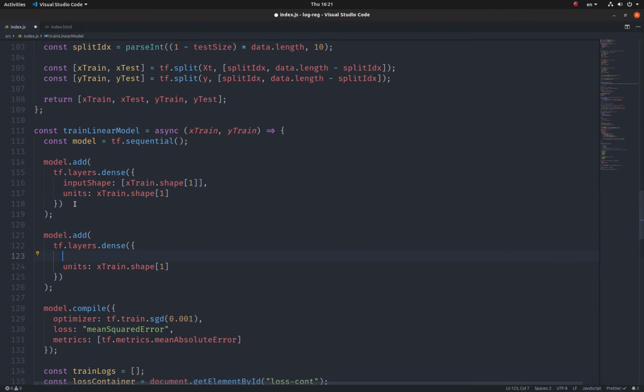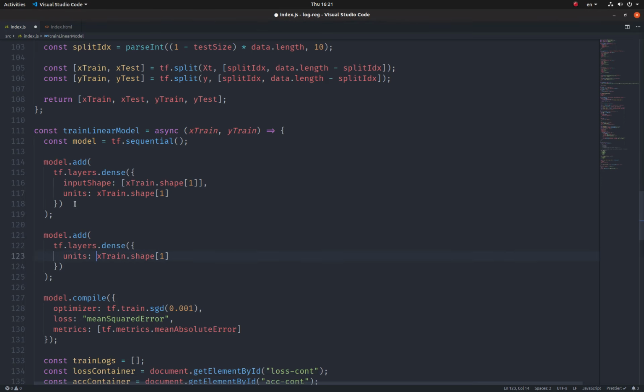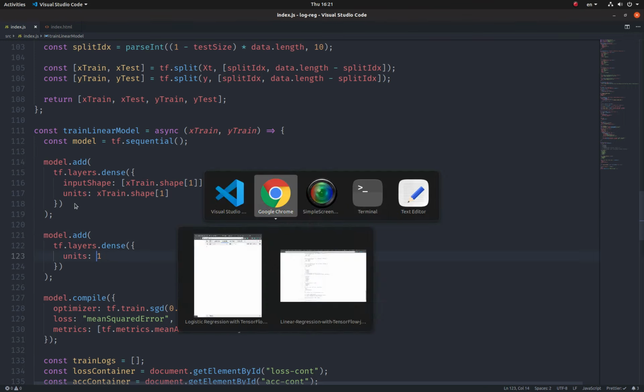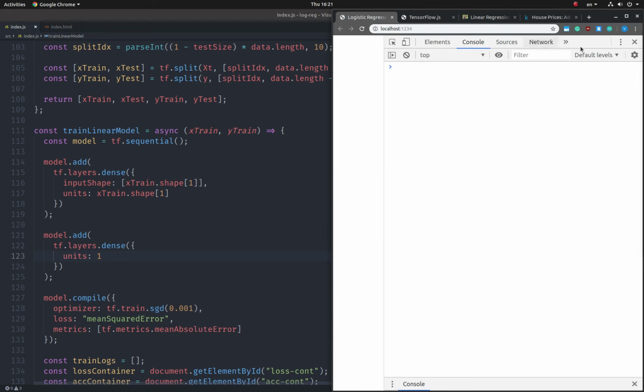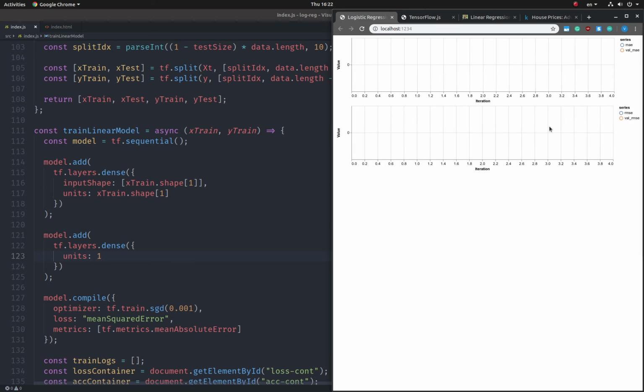So to do that, I am going to add another layer in here, and for this layer I'm going to output a single unit, which will be the predicted price. So let's see how our training is going now. And another thing that you might find pretty strange in here is the fact that the model is not showing you any mean absolute error or root mean squared error.